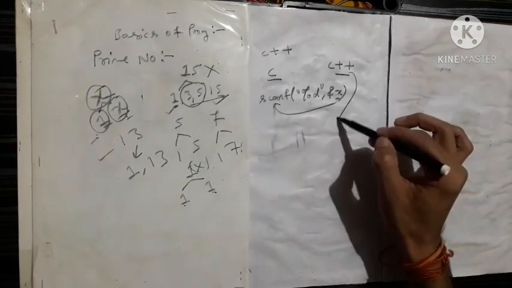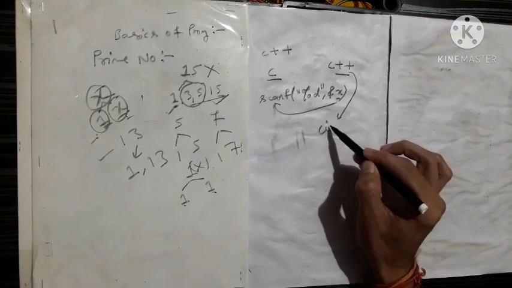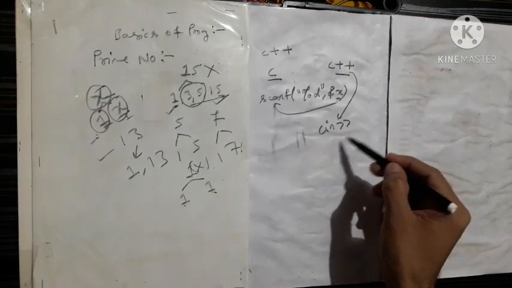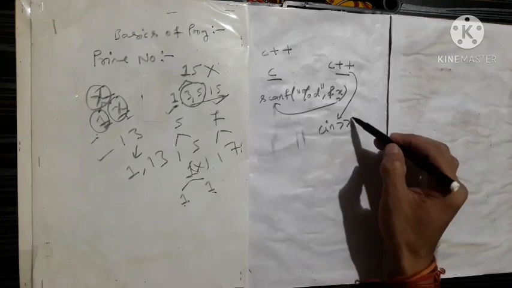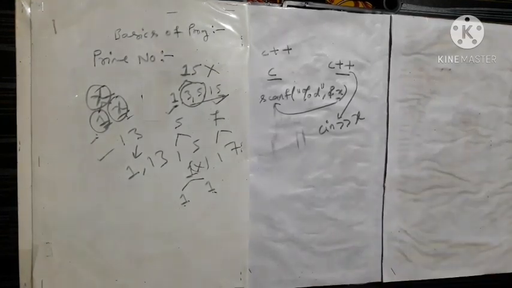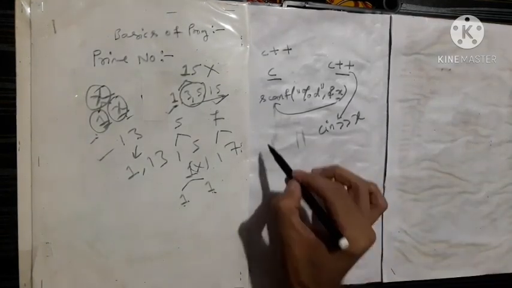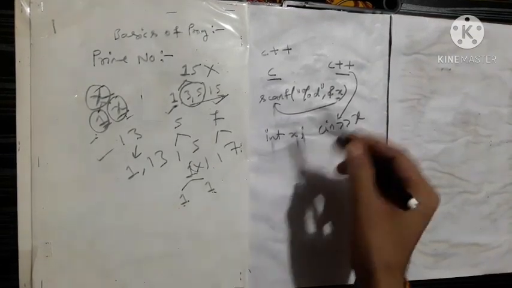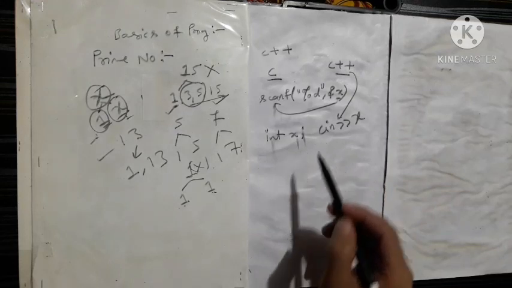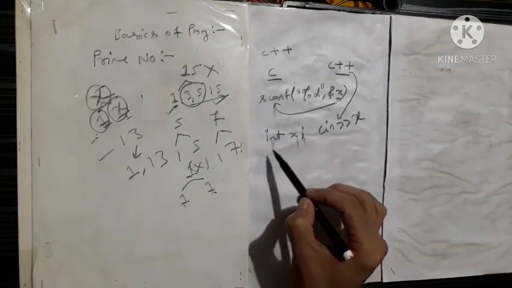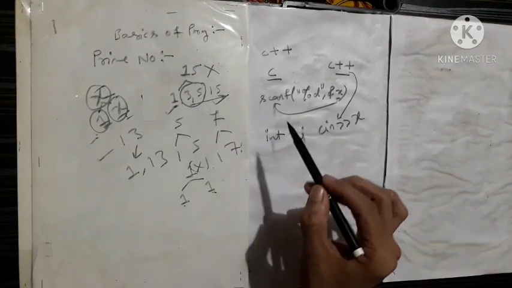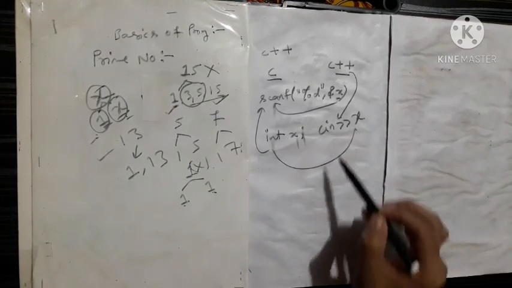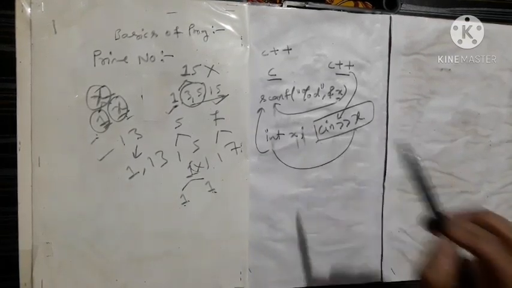Similarly in C++ we can write this as cin, with the right shift operator, and then just x. If we declare int x in both languages, that is the same in C and C++. After that, if you are doing it in C, you write scanf, and if you are doing it in C++, then you simply write cin >> x.